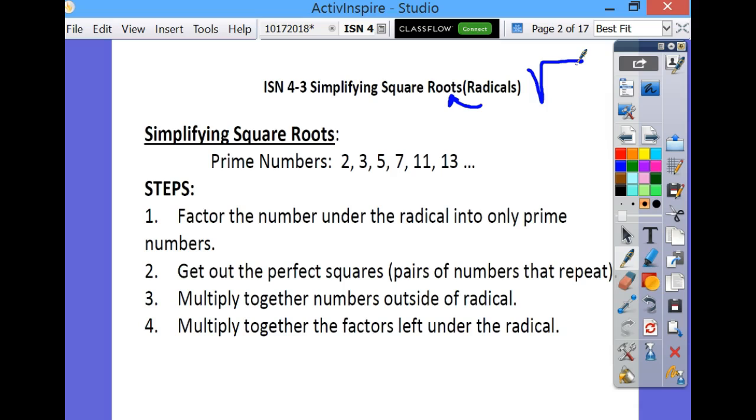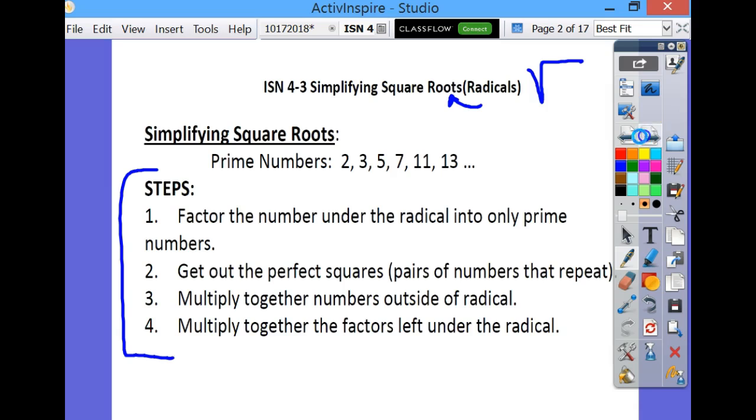And so we need to talk about, well, I'll get there in a minute. I do not teach these steps. I'm going to show you another way to simplify radicals. If you know how to simplify radicals by using these steps, you're perfectly welcome to do that. So let's look at an example.